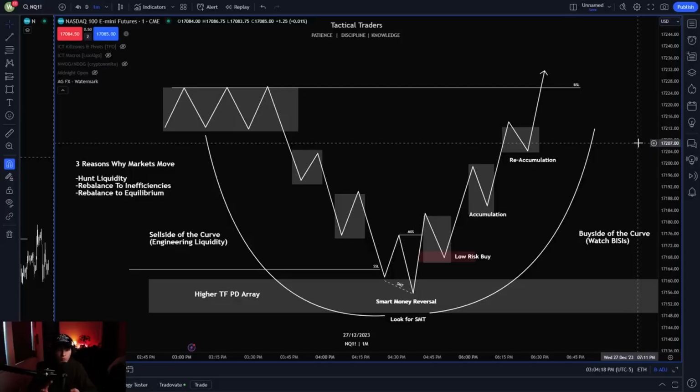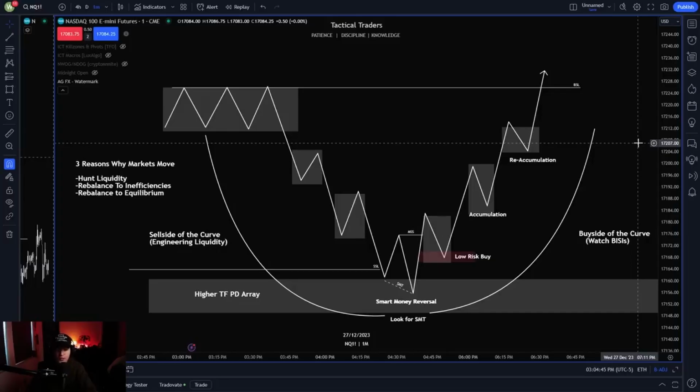Number 1, markets move to hunt liquidity, buy side and sell side. Number 2, markets move to rebalance to inefficiencies, which are fair value gaps. And number 3, rebalancing to equilibrium. So these are the 3 reasons why markets move. We are constantly doing this. Every second of every day that the market is open, we are doing one of these 3 things: either hunting liquidity, rebalancing to an inefficiency, or rebalancing to equilibrium.